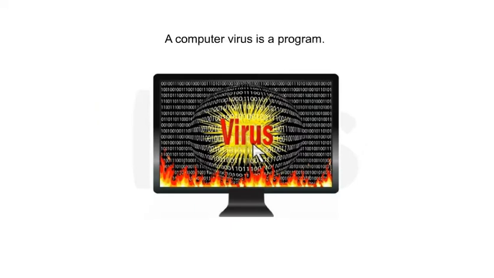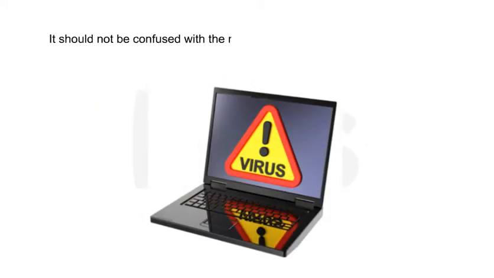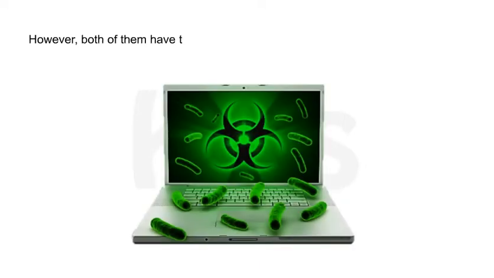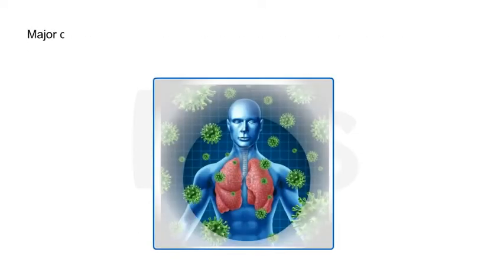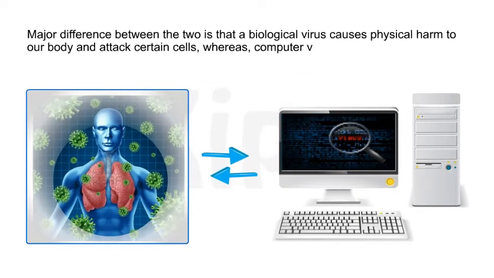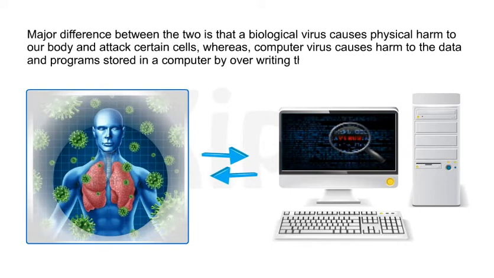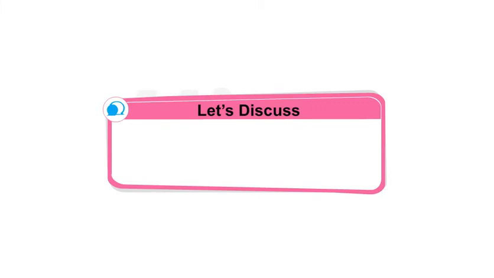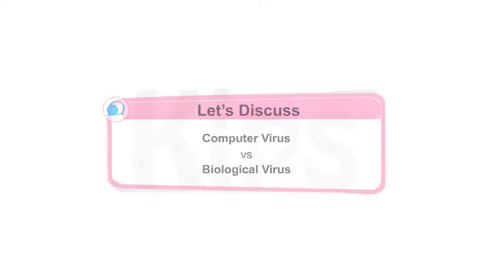A computer virus is a program. It should not be confused with the medical term virus, which is an organism. However, both of them have the same features as far as their destructive activities are concerned. Major difference between the two is that a biological virus causes physical harm to our body and attacks certain cells, whereas computer virus causes harm to the data and programs stored in a computer by overwriting them with garbage or erasing them. Now let us have a brief discussion on computer virus versus biological virus.